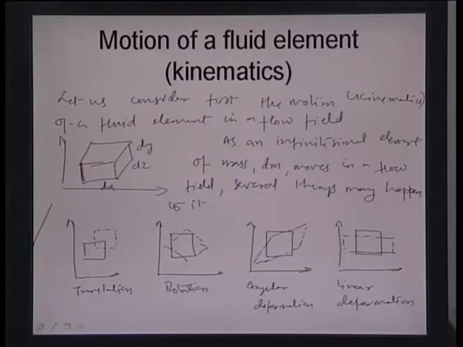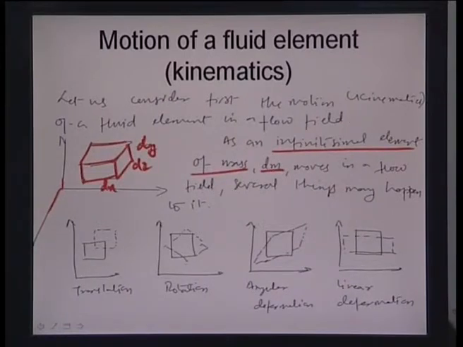So this is the box at the very outset, present in a rectangular coordinate system. The volume element has a volume of dx, dy, dz. Essentially this is an infinitesimal element of mass dm, where rho is the density. We assume the density rho to be constant here, it is an incompressible flow.